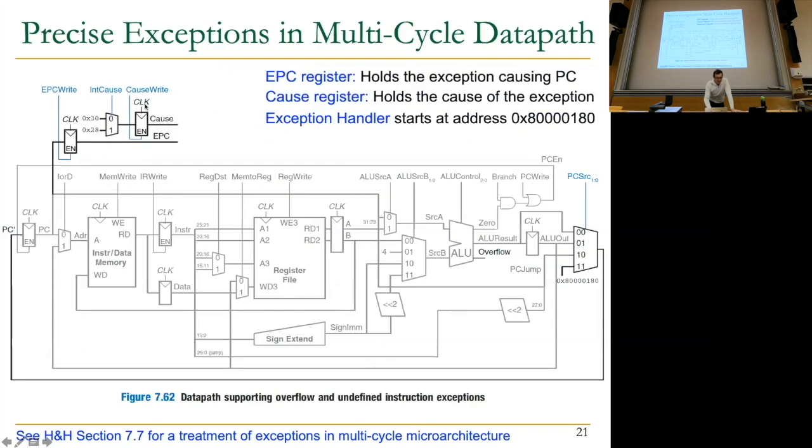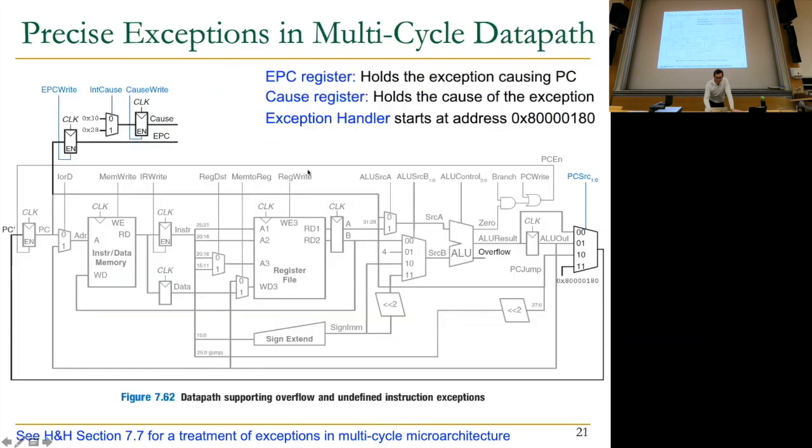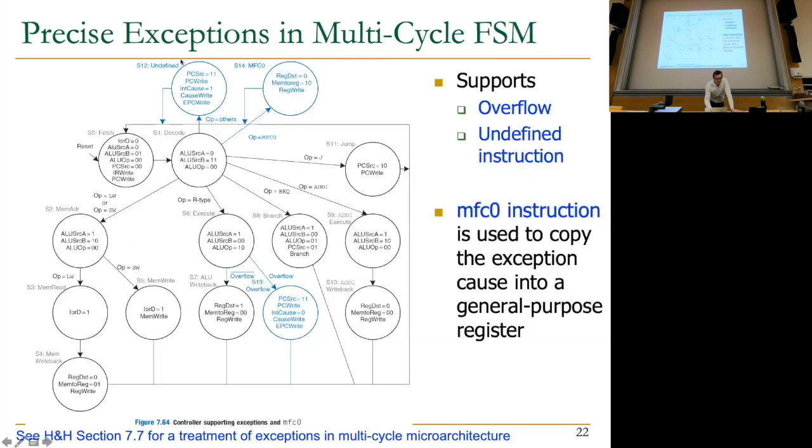What does that mean? Basically, cause write means you're writing the exception cause, and EPC write means you're writing the exception program counter (EPC) register with the program counter that is pointing to the undefined instruction, right? And then PC source is 1-1, and that means that if you look at this data path modification, you jump to the exception handler. So after the state, the next program counter is the exception handler.